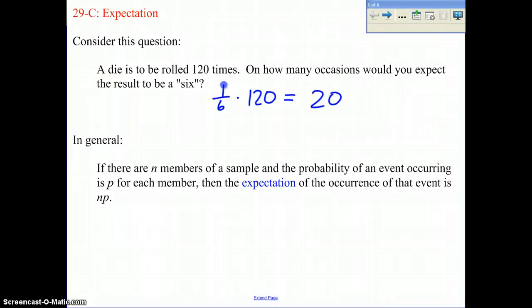In other words, if you have n possible outcomes and each of them has an equal probability of occurring, which we're calling p, then the expectation is just n times p. That's how many times you would expect each individual event to occur.